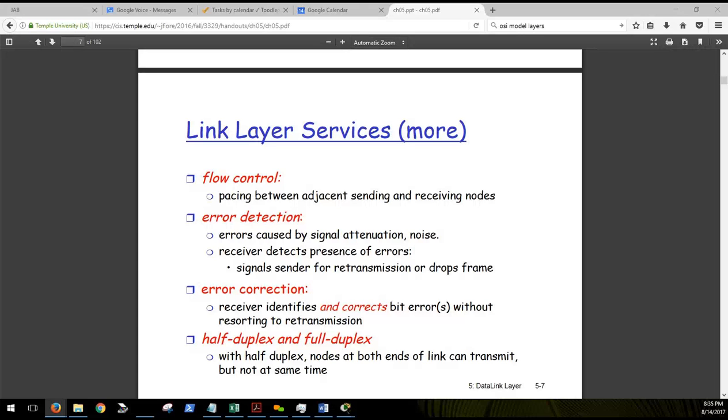Remember, half duplex says that only one host can transmit at a time. Full duplex says that both the sender and the receiver can transmit simultaneously. Okay. Could you write down that a hub is half duplex? Could you write that down? Okay, one second.